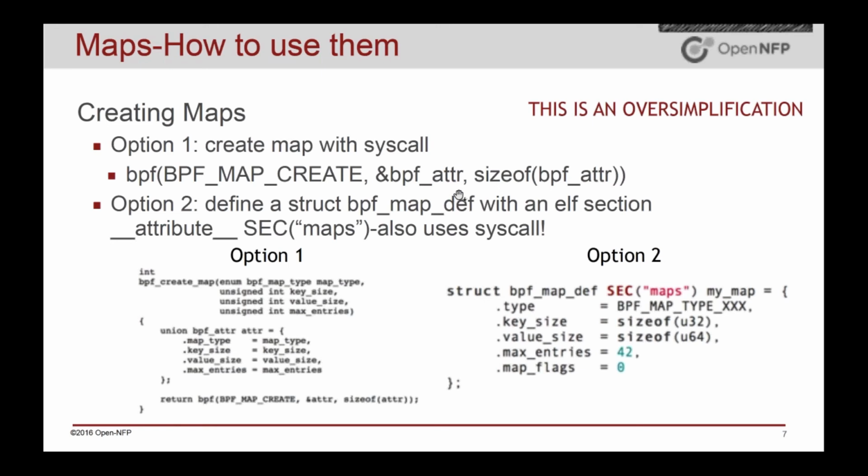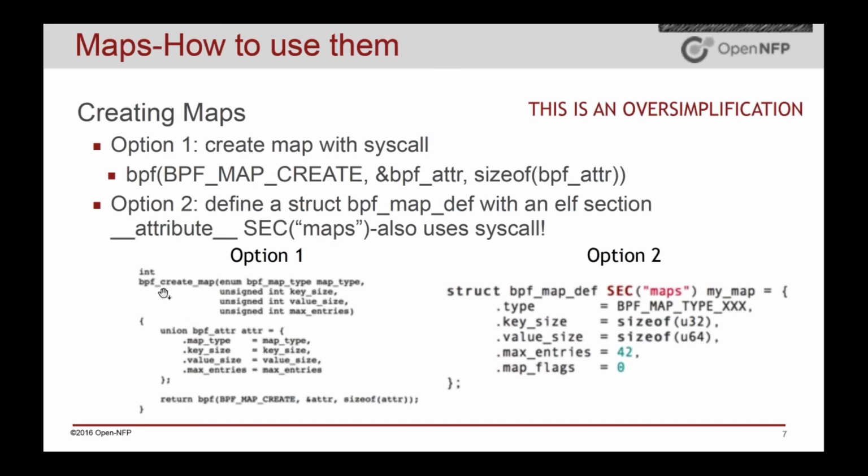Now, this is a big oversimplification. There's a lot of other things you can do, but I just wanted to give you guys two little options and two examples just to get you kicked off. So what we have here is an option on the left, which is you can use a syscall to create a map. So this is something which you can do.